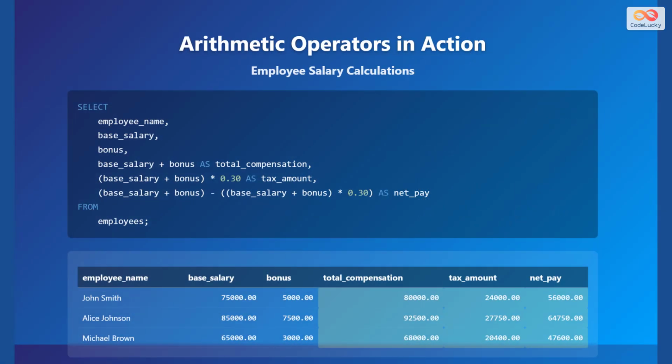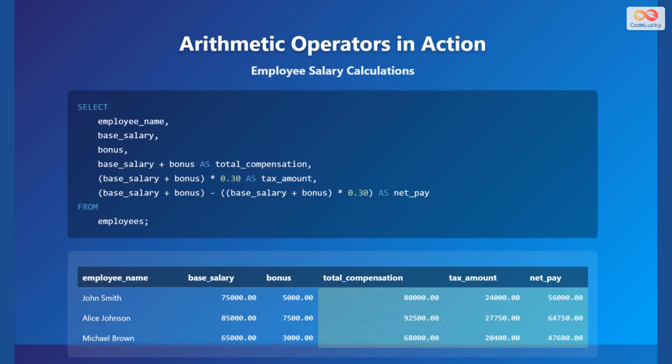Here's an example of how arithmetic operators are used in practice. In this case, we're using them to calculate employee salary information. The SQL query selects the employee name, base salary, and bonus from the employees table. It then calculates the total compensation by adding the base salary and bonus, aliasing it as total compensation. The tax amount is calculated by multiplying the total compensation by 0.30, aliasing it as tax amount. Lastly, the net pay is calculated by subtracting the tax amount from the total compensation, aliasing it as net pay.